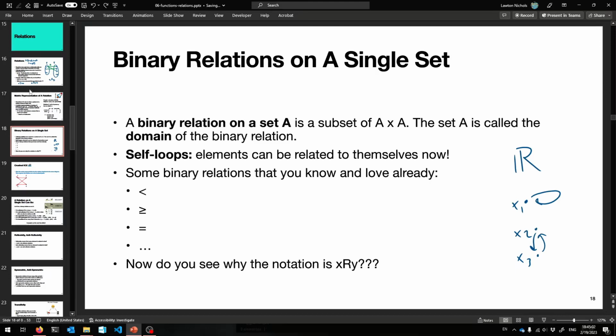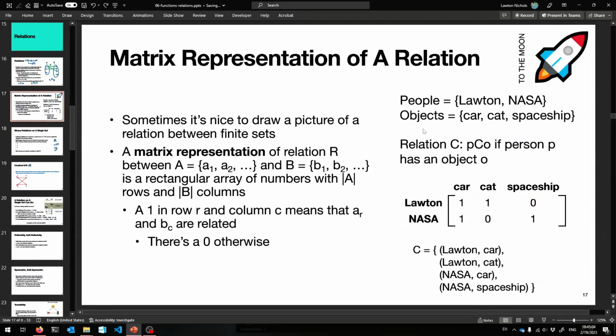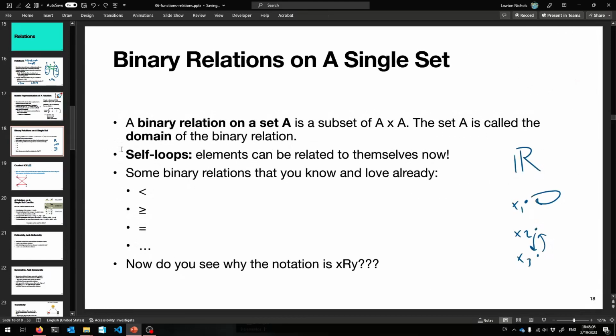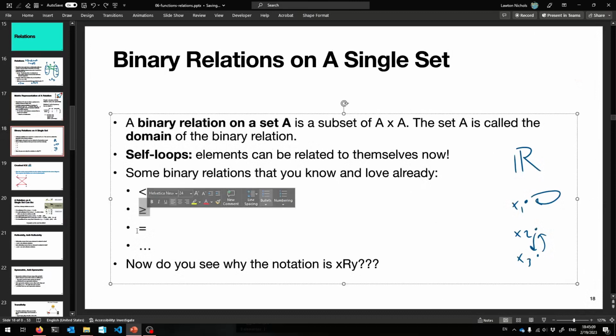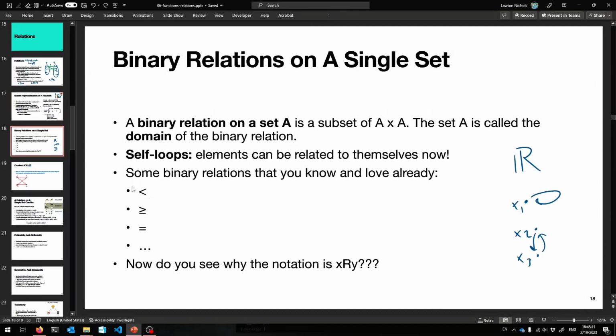And then here are some binary relations on single sets that you already know. This is why we use that in-between notation, because we use that notation on all these relations. These are relations, aren't they? So the less than relation, that's a subset of R cross R, isn't it? You're saying that two numbers are related, like 2, 3, in the less than relation. And so we write that as 2 is less than 3. We put the relation symbol in the middle. This is why this notation exists, all right?